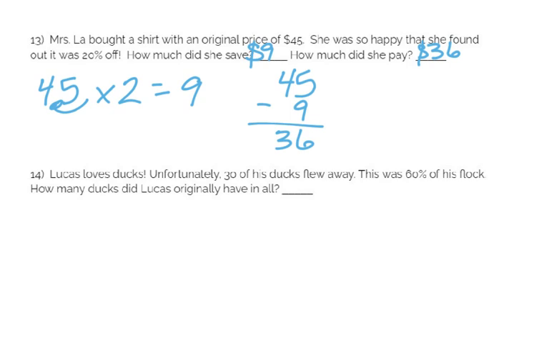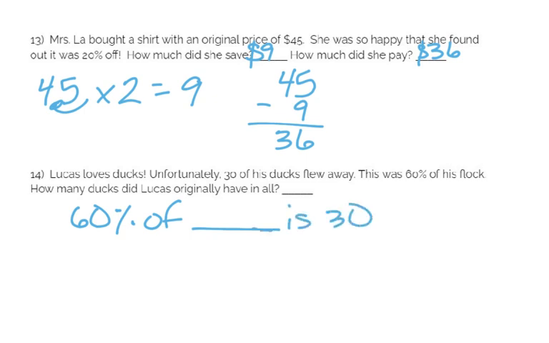That's responsible, right? All right, number 14, Lucas loves ducks. Unfortunately, 30 of his ducks flew away. That's a little irresponsible. I should take better care of them. This was 60% of his flock. So this one, we know the percent, 60% of his flock. That's what we don't know is 30.